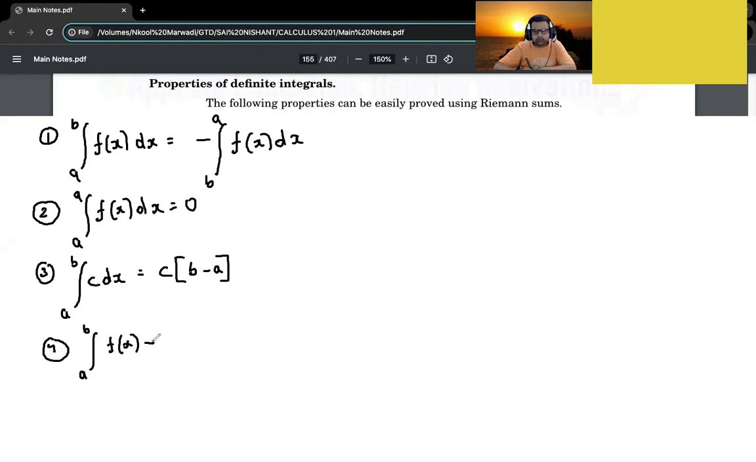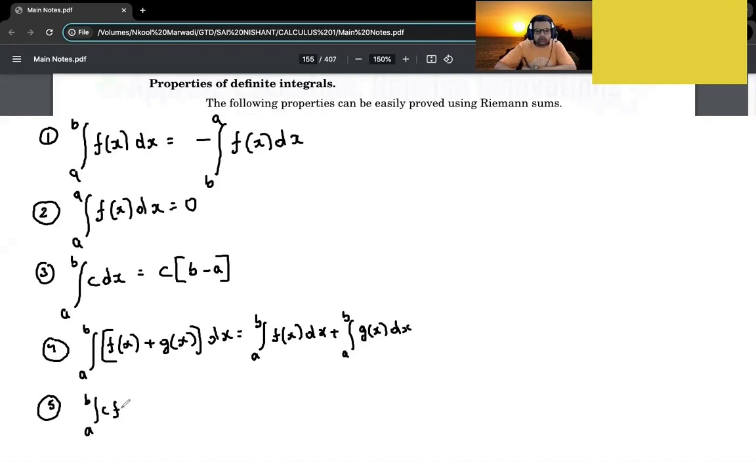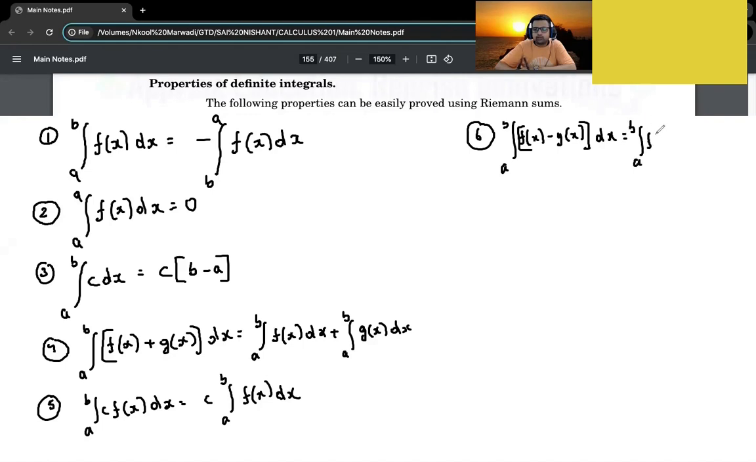Similarly, we have the sum of two functions, f of x plus g of x. Integration of the sum of two functions we can break up: integration of the first function plus integration of the second. So this is what we will get. And if we have a constant multiplied by a function, the constant we can take outside. It will be c times integration from a to b f of x dx. Similarly, the difference also we can take like that, f of x minus g of x. This is clear. Then what next?